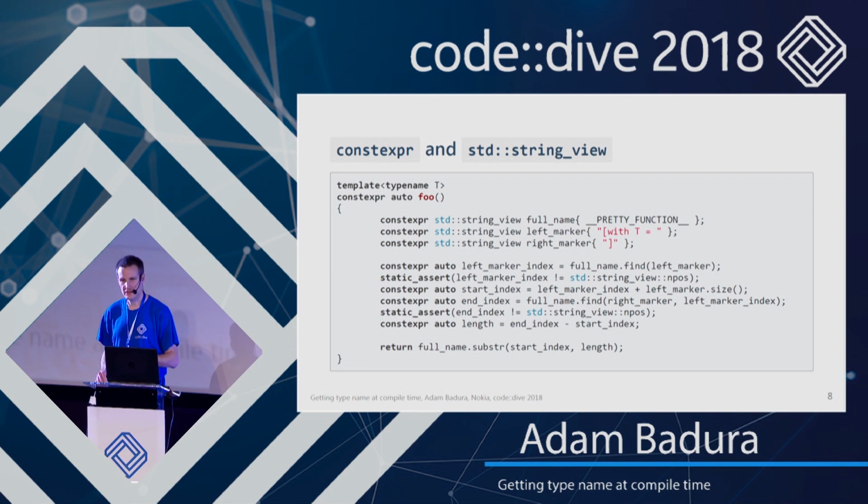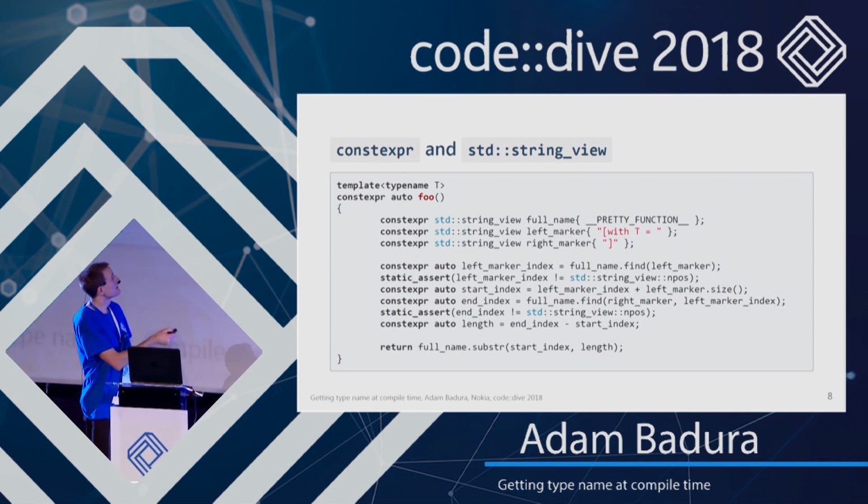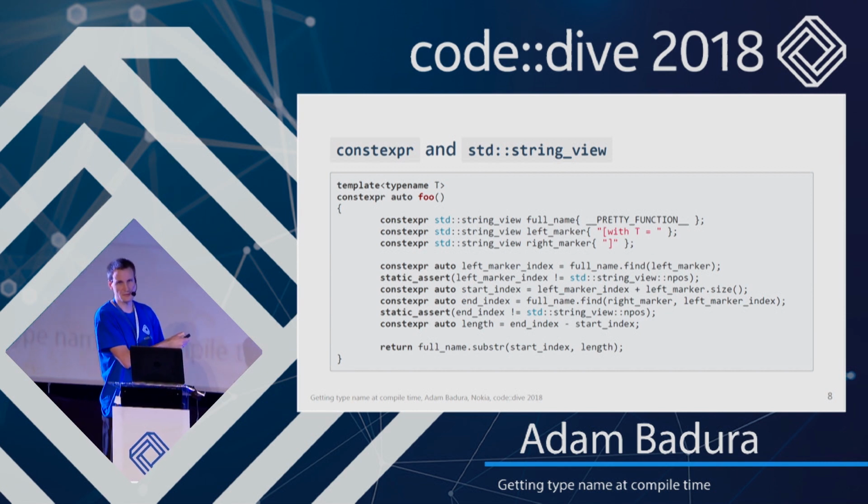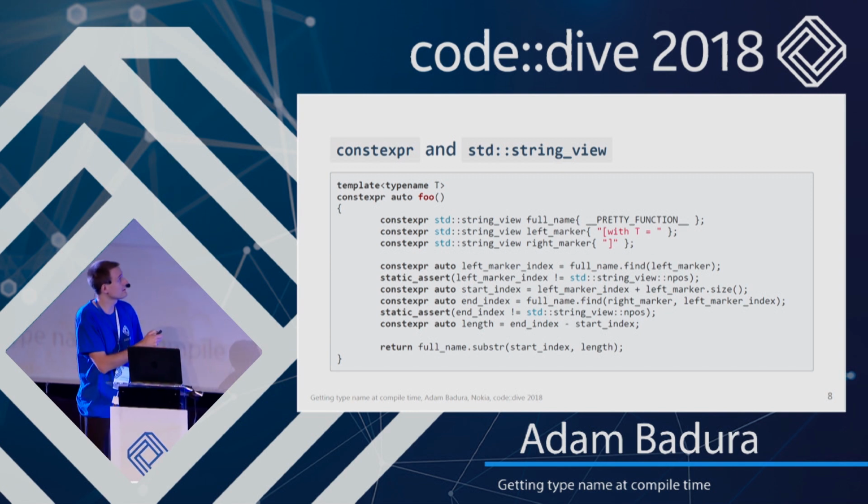So if they behave like string literals, you can use them in string view. And that's why the library requires C++17, because of the use of the string view. You can first capture the function name. Obviously, you would use a different name for the Visual Studio compiler.